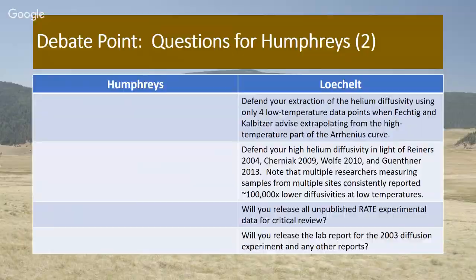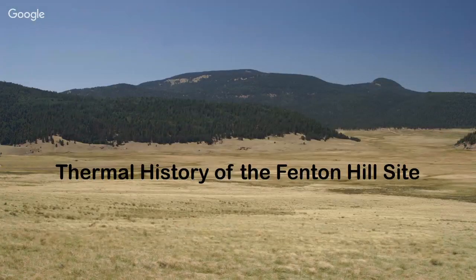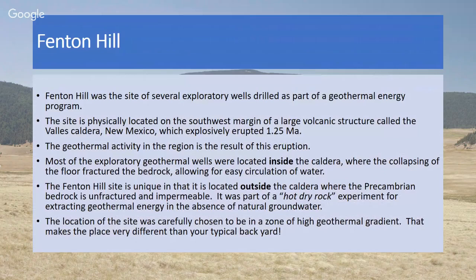So I will move on now to talking about the thermal history of the site, which, like I said, is the second big error they committed in the modeling. And let me now give a little bit of history to the Fenton Hill site. Fenton Hill was the site of several exploratory wells that were drilled as part of the geothermal energy program.